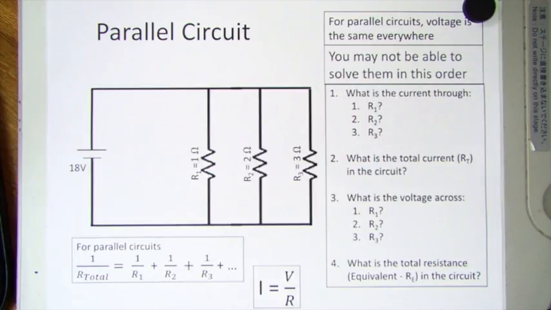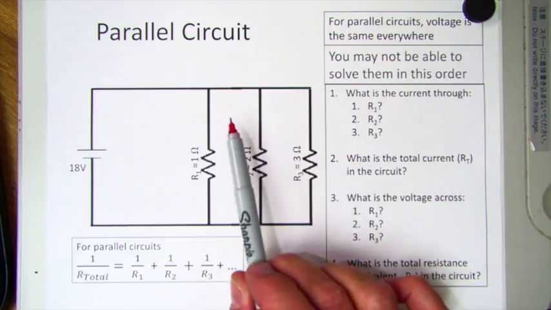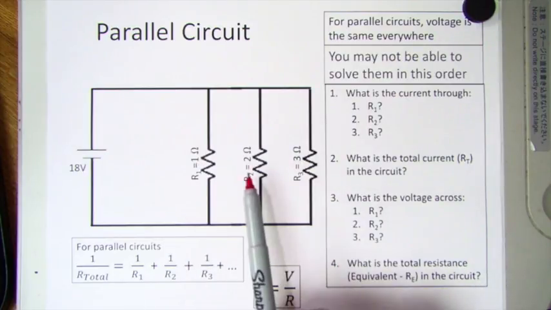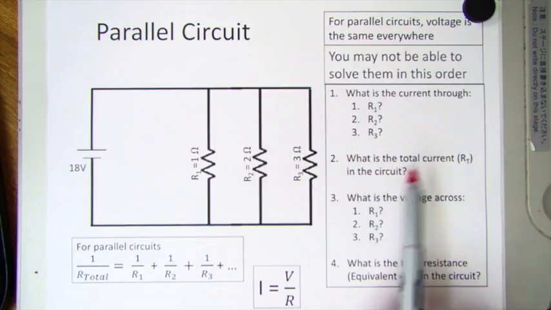Okay, now we're going to talk about solving parallel circuits. There are a couple of things that are different. If you remember from series, there was only one path for the electrons to take, and you knew that the current was the same everywhere. For all resistors, the current was the same.